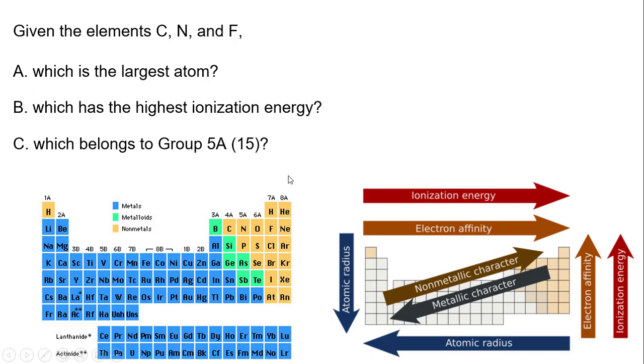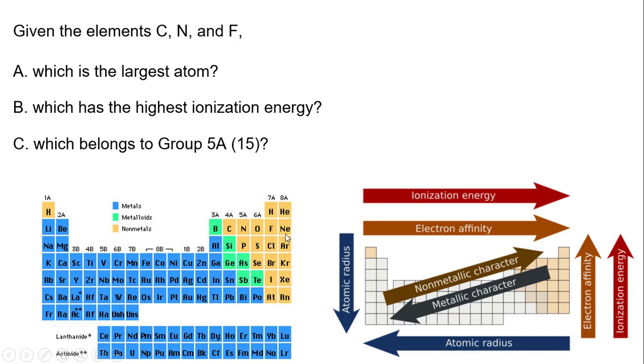So now let's test the information that I've given you. Which is the largest atom out of carbon, nitrogen, and fluorine? I'm not asking for the largest atom in the periodic table. I'm asking between carbon, nitrogen, and fluorine. These are all on the same period. So if we're looking for the largest atom, atomic radius is going this way, closer to the metals. So carbon would be the largest atom, which has the lowest ionization energy.